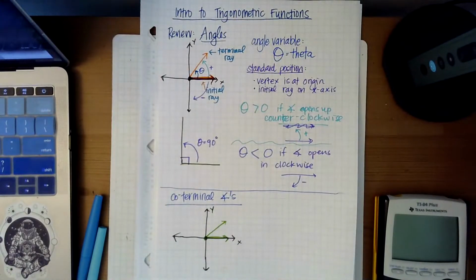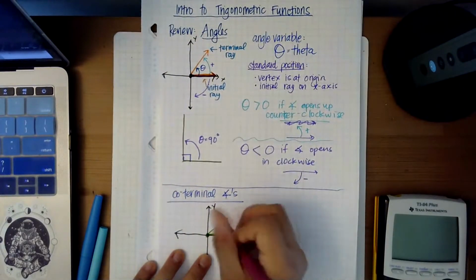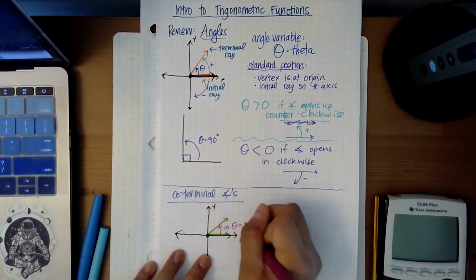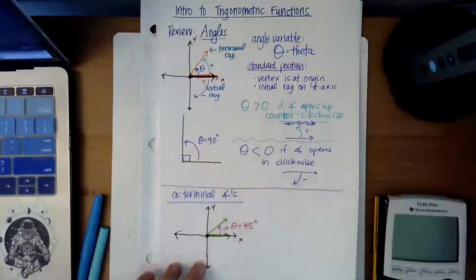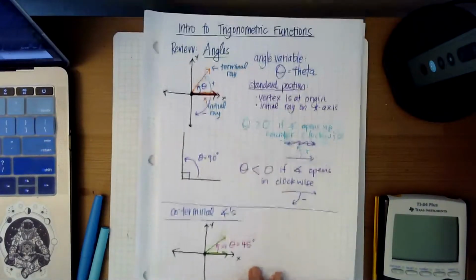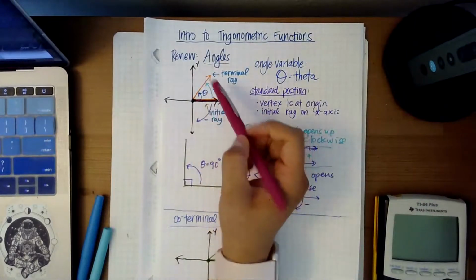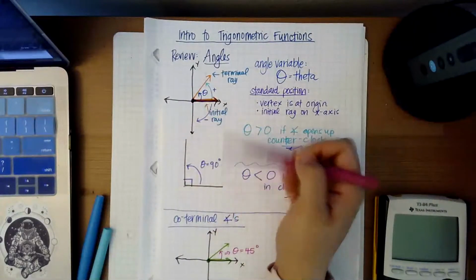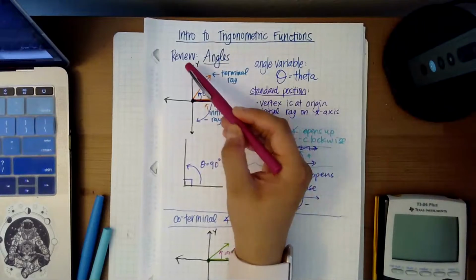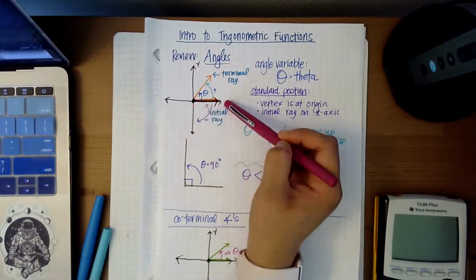I'm going to analyze this two different ways. The very first way gives me that my theta is 45 degrees. Okay, so let's go back and make sure that we recognize that every quadrant measures 90 degrees. So remember how I said this is 90 degrees? So this is 90 degrees. This right here is 90 degrees. This right here is 90 degrees. And this right here is 90 degrees.